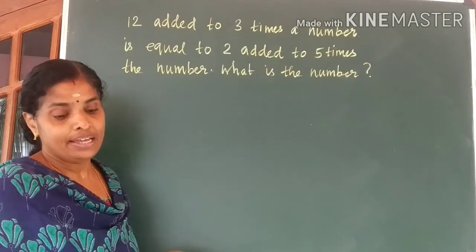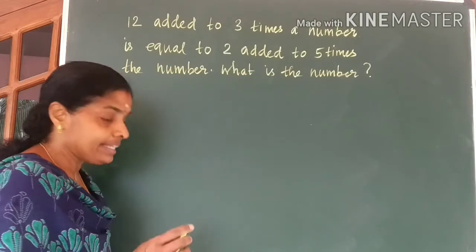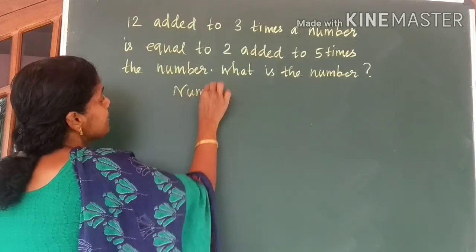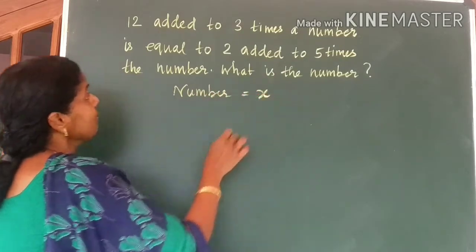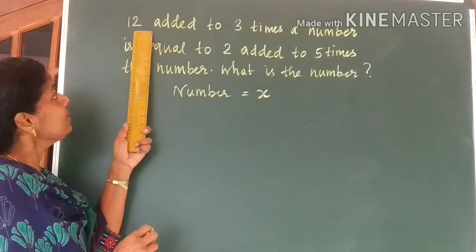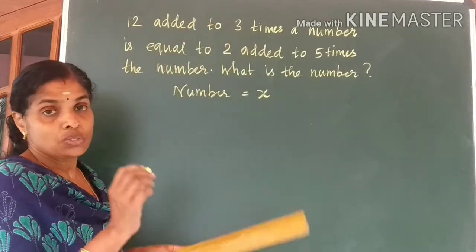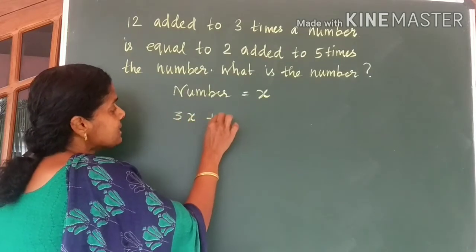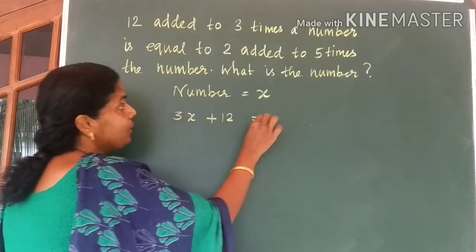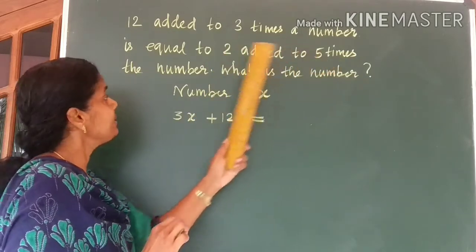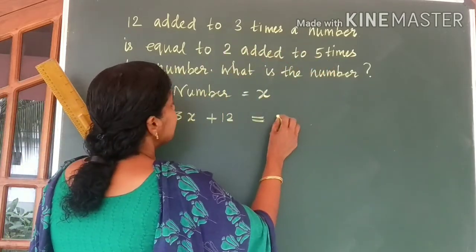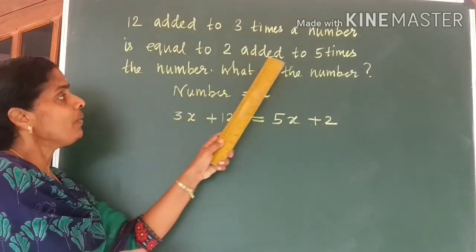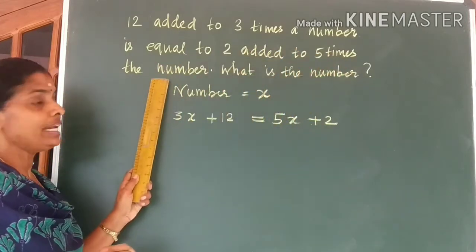Next question. 12 added to 3 times a number is equal to 2 added to 5 times the number. What is the number? Here again what do you take? Let the number be equal to x. So if you take the number to be equal to x, we can write the equation as 12 added to 3 times. So we know 3 times the number is equal to 3x. 3x plus 12 is equal to 2 added to 5 times. So we get 5x plus 2. 2 added to 5 times the number.